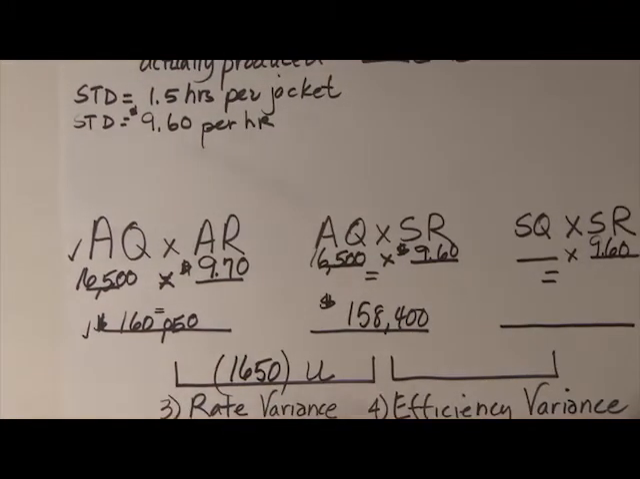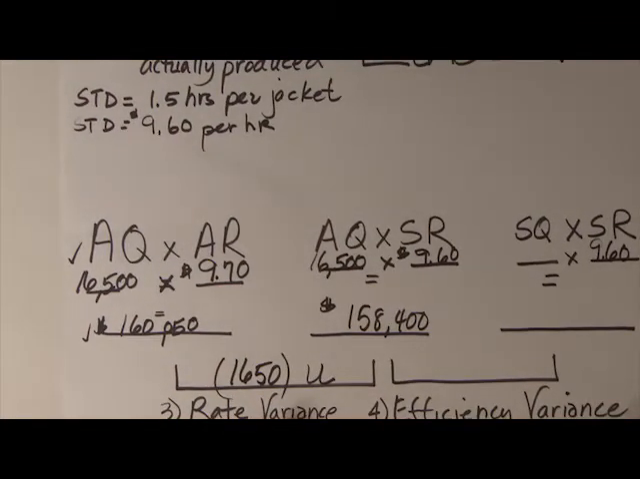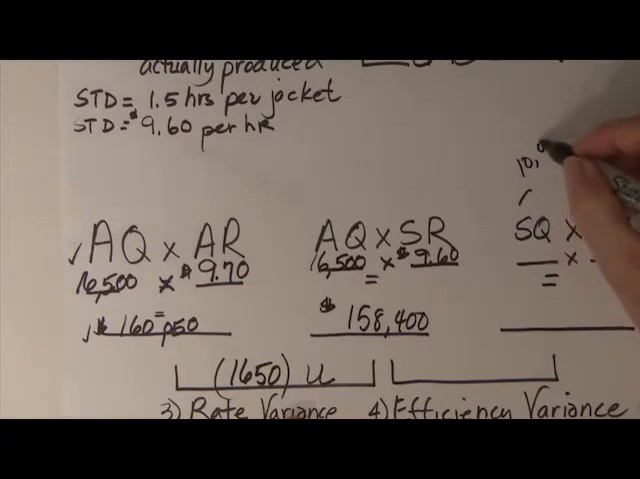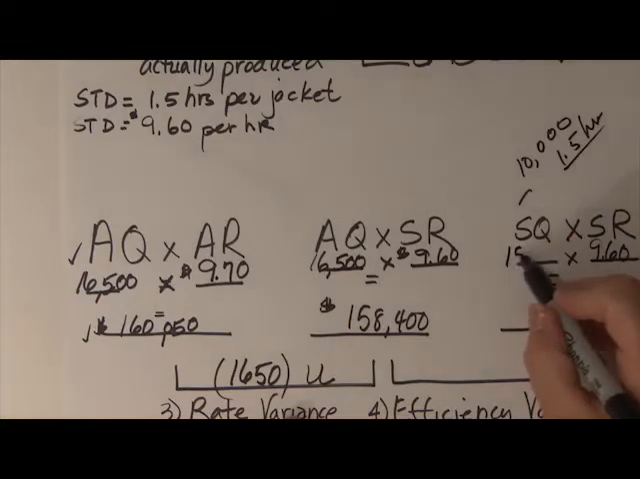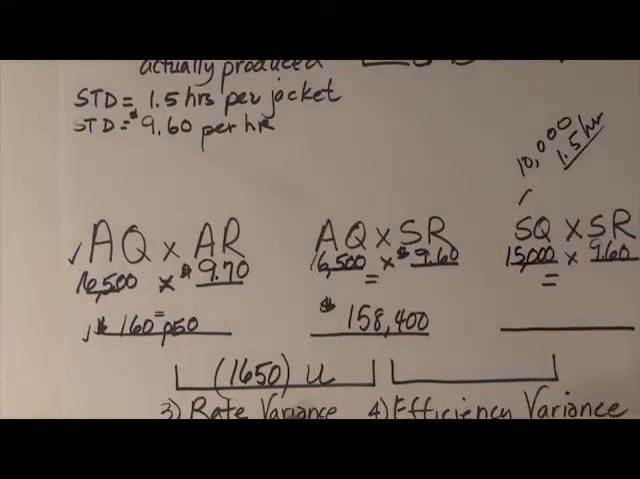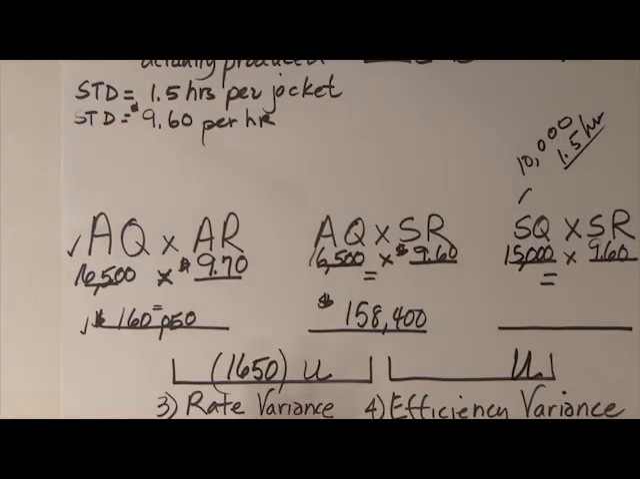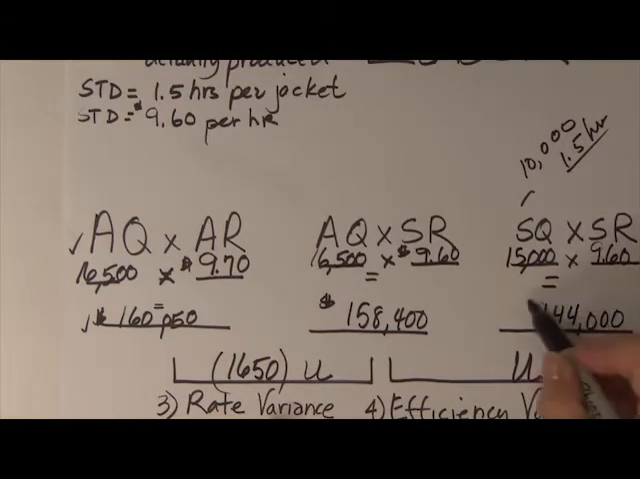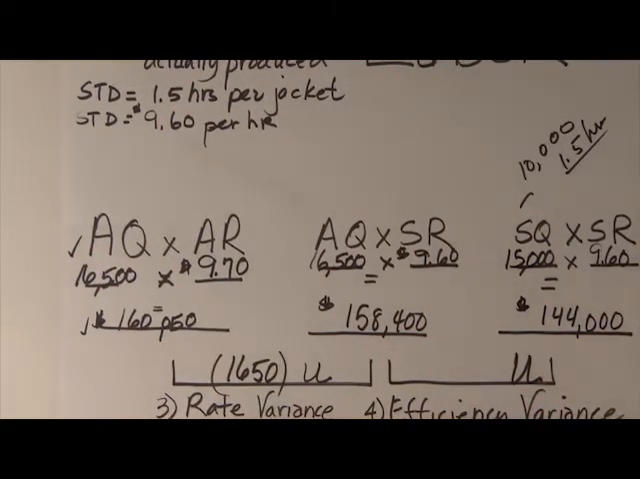Let's look at the efficiency variance now. If we're making 10,000 jackets and they each take 1.5 hours, we should have been using only 15,000 hours, so this will make this unfavorable. We used 16,500. And when we compute this, we are going to get 144,000. And this will cause us to have an unfavorable variance of $14,400.